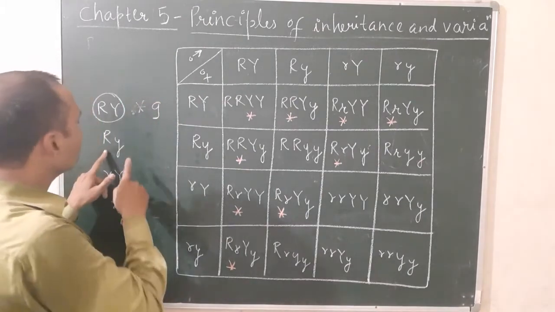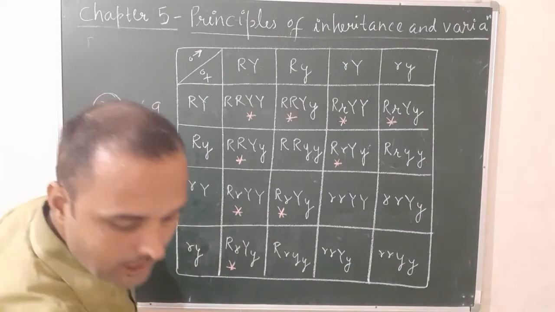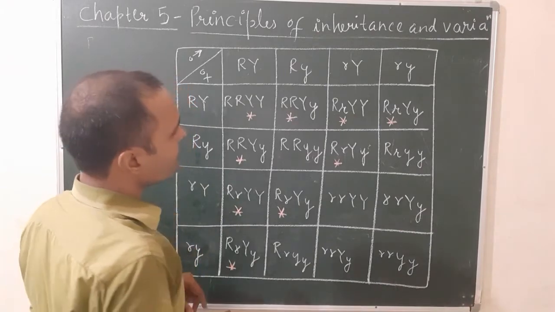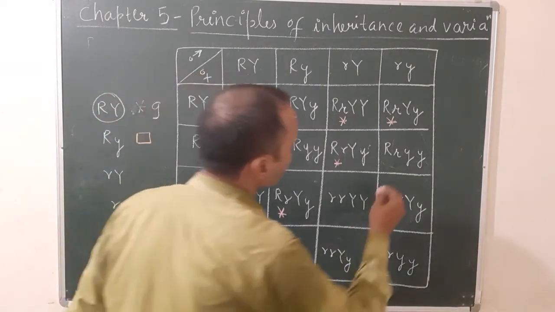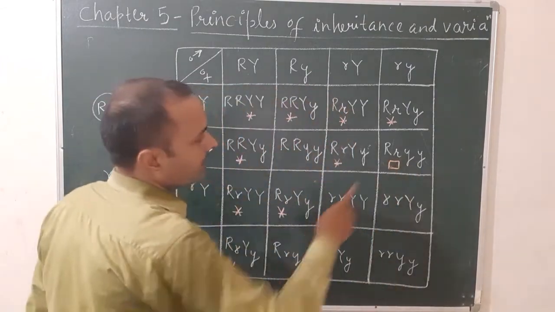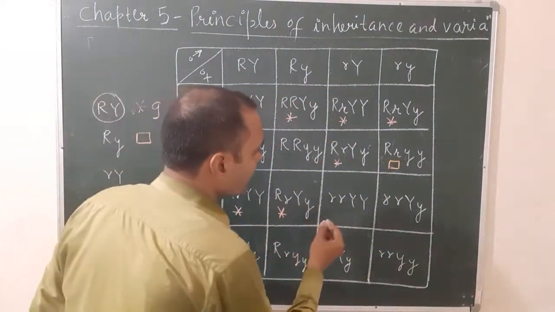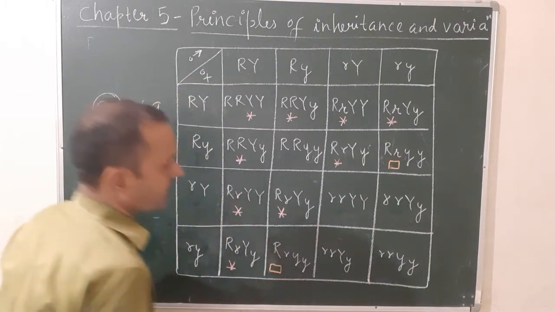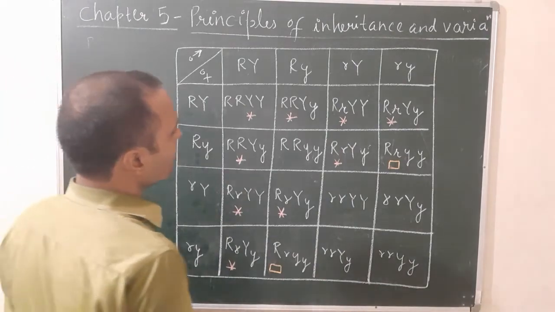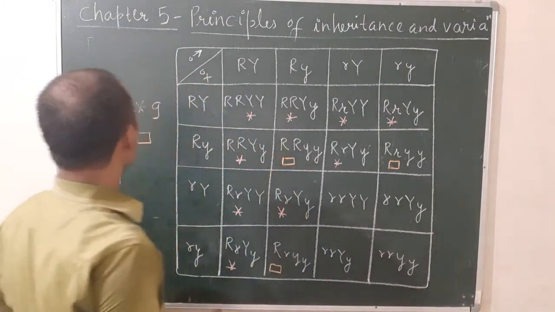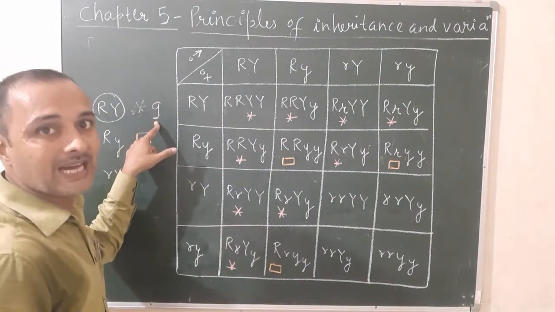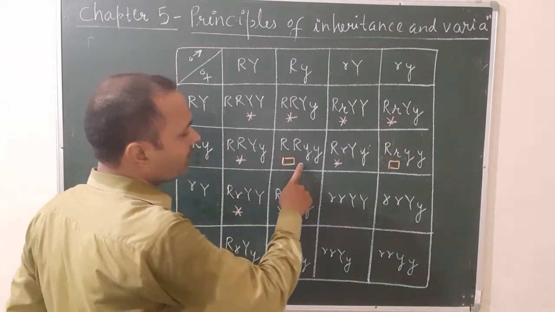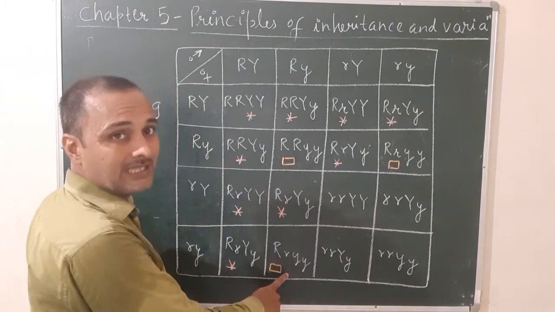Phenotypic ratio. Now see capital R, small y. I will mark it with the square sign. Find out capital R, small y. It will be capital R, small y. Again, capital R, small y. It will also be capital R, small y. One more capital R and small y there. So round and yellow, how many? 9, shown by the star sign. And round and green is shown by the square. So how many total round and green? 1, 2, 3. Total 3.